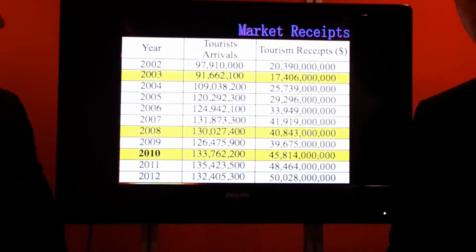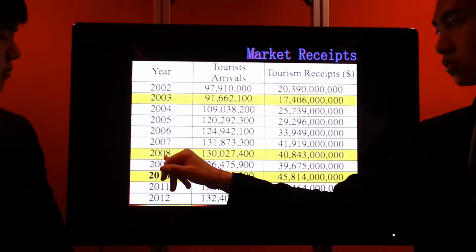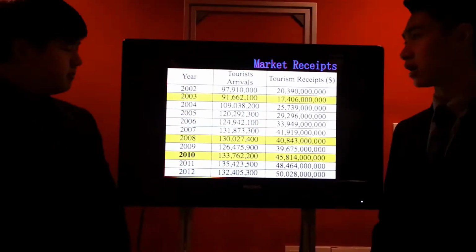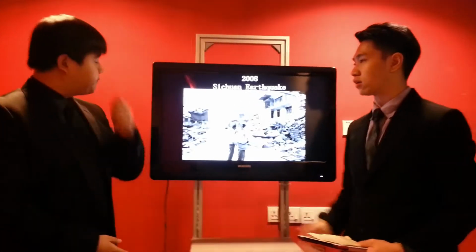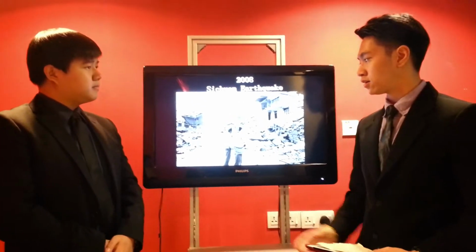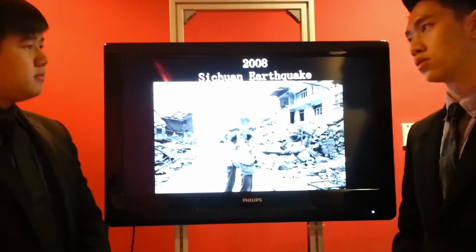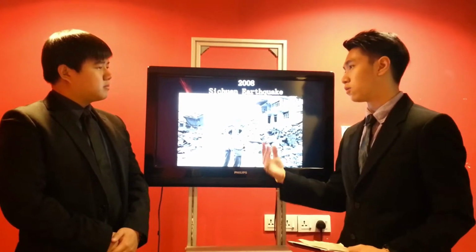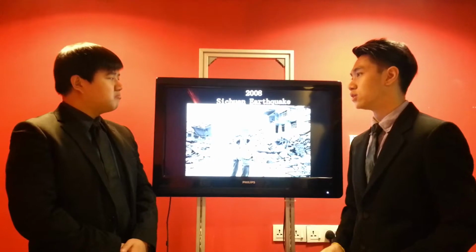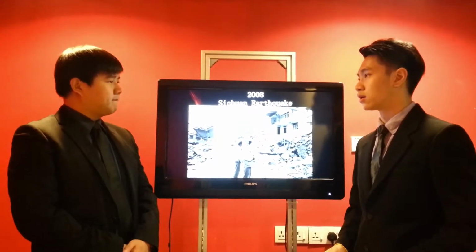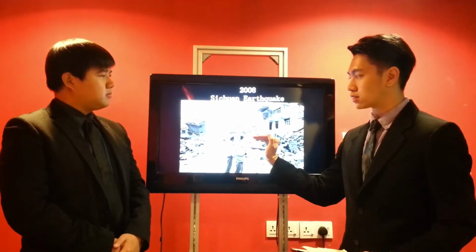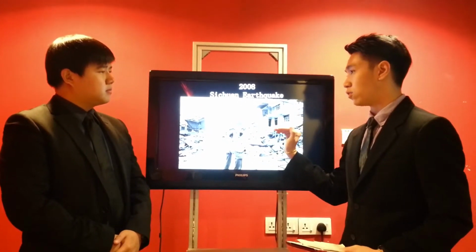million tourists. This was about the earthquake in China, right? The Sichuan earthquake. I heard that this earthquake was really terrible and very scary. So maybe most of the tourists were very afraid to come to China because of this earthquake. Yes. But the tourist arrivals did not go down considerably.